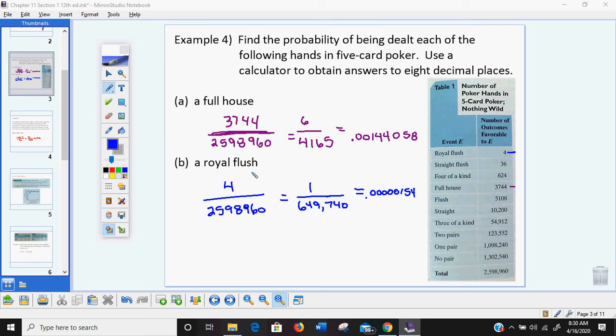Let's look at a royal flush. So for this one, if you look at the chart, the number of favorable outcomes, how many times did this happen out of 2.5 million? 4 times, okay? So you put 4 on top. You put the grand total on bottom. That reduces to 1 over 649,740. And when you make that a decimal, it is way less than 1%. 0.00000154. So it's not very likely at all.